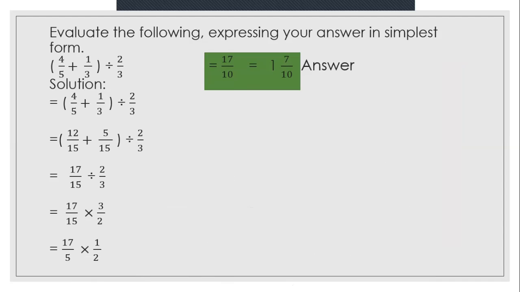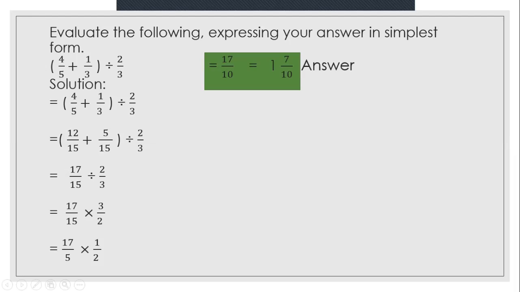Alrighty, students. Now here I'm going to show you an example. I have solved the example for you, which I'm going to give you as assignment. So here's an example. We have to evaluate this question by expressing our answer in its simplest form. So the question is, in bracket we have 4 upon 5 plus 1 upon 3, bracket close, divided by 2 upon 3, right?